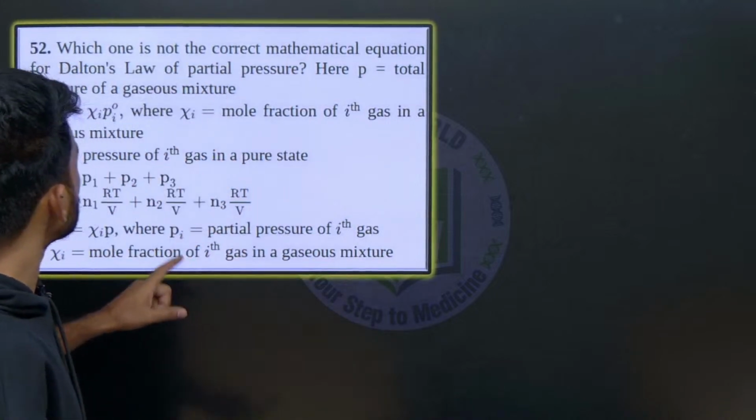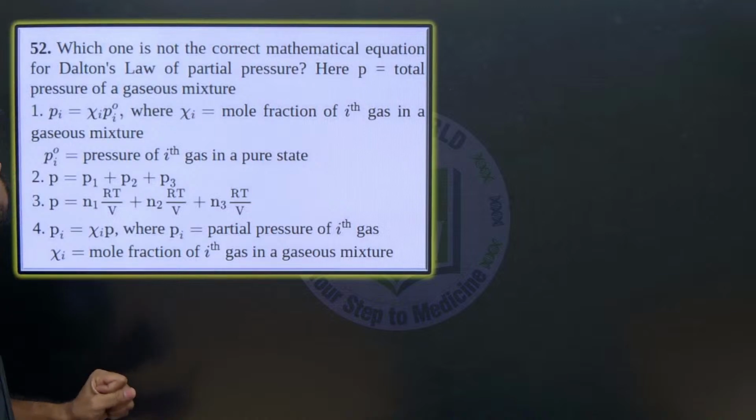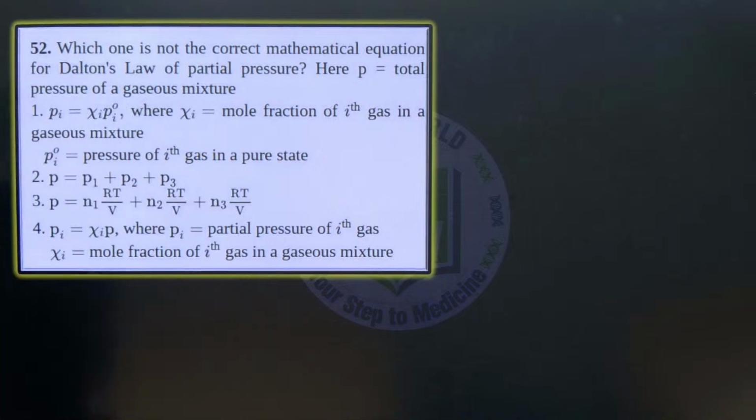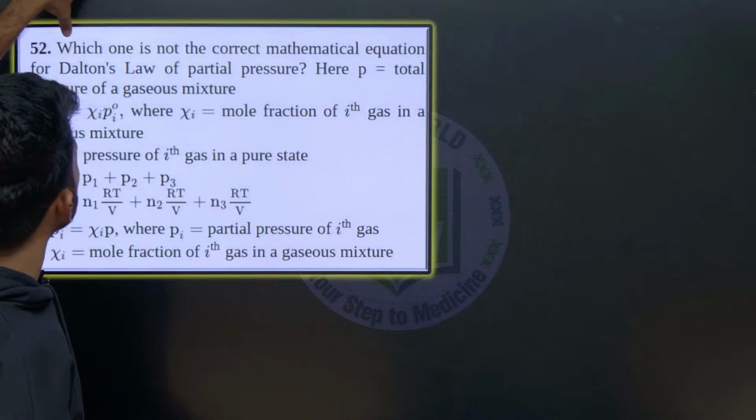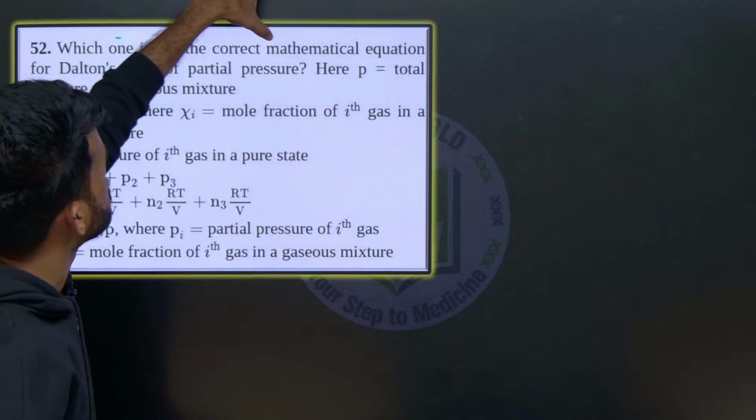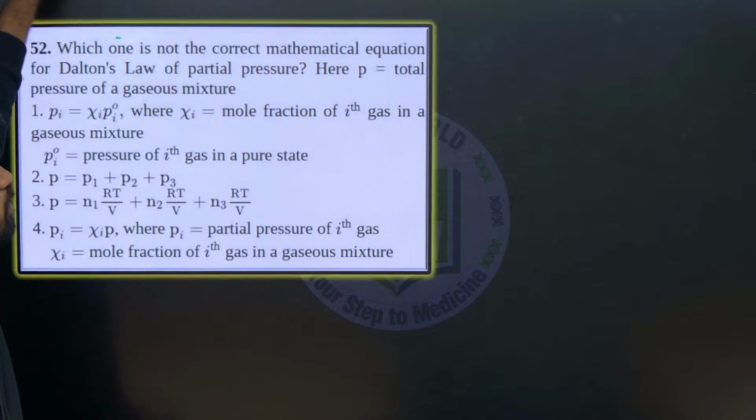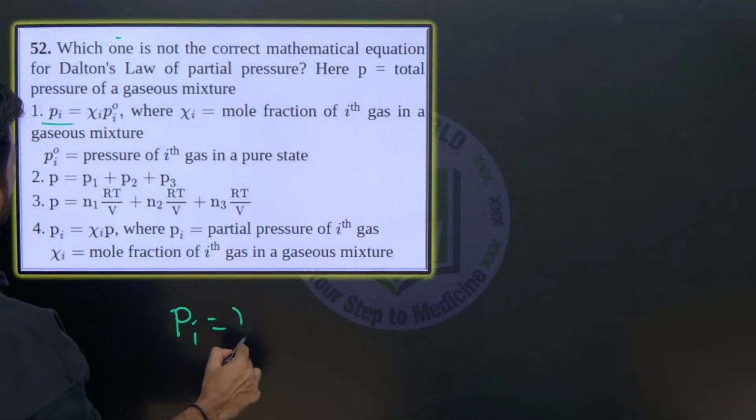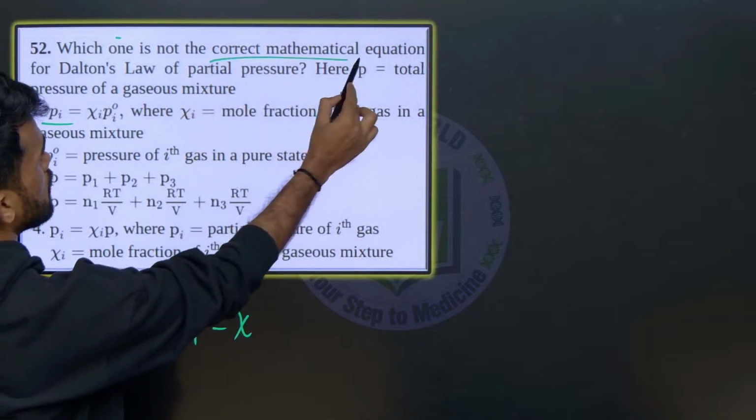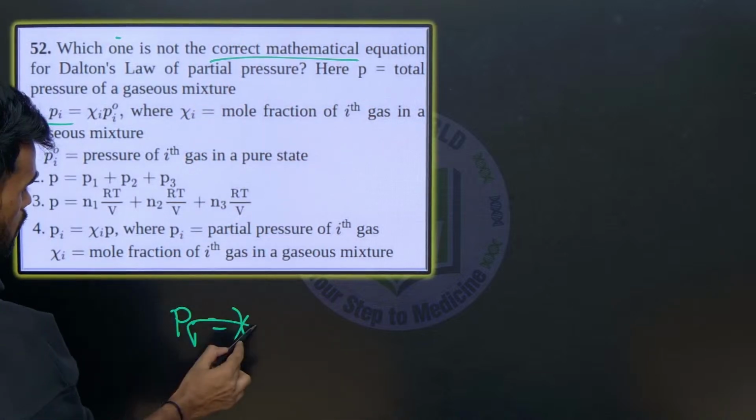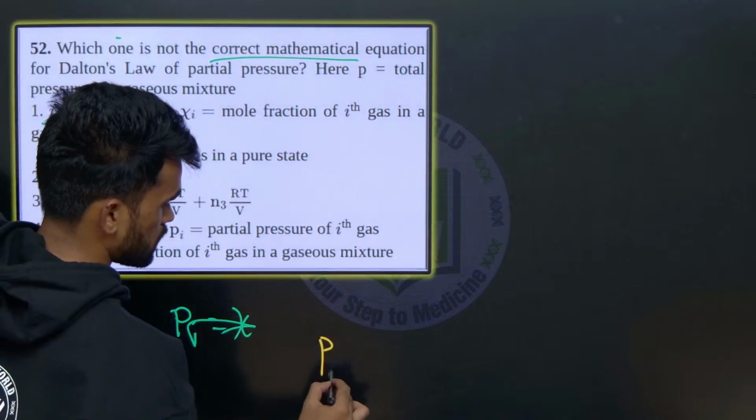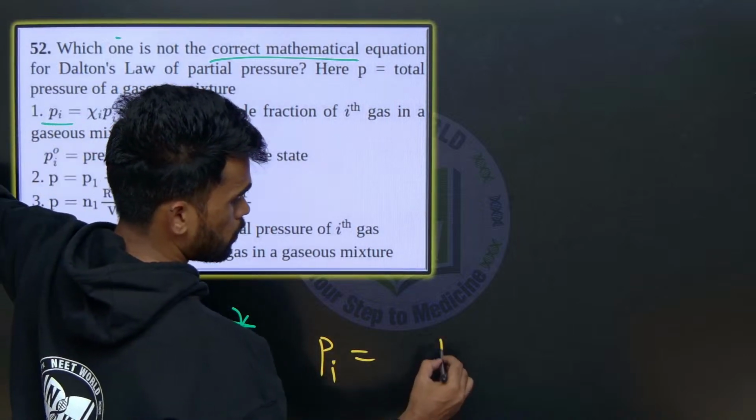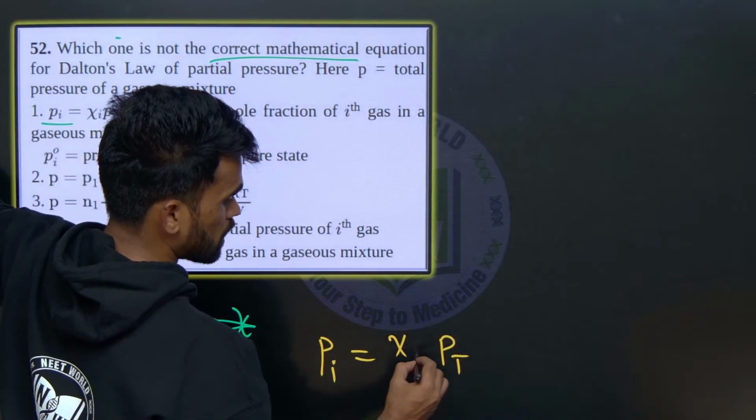Okay, now here they are asking about Dalton's law. Which one of the following is not the correct mathematical equation for Dalton's law of partial pressure? Okay, the first equation is given as Pi equals... they are asking for the correct relation, right? So this is not the correct one. The partial pressure of a gas, let us say the ith gas, equals the total pressure multiplied by the mole fraction of that gas.